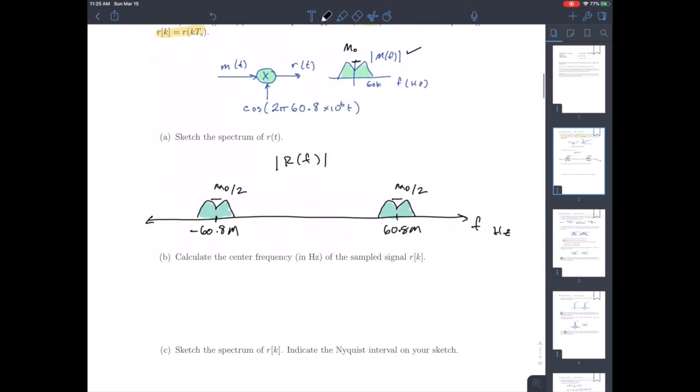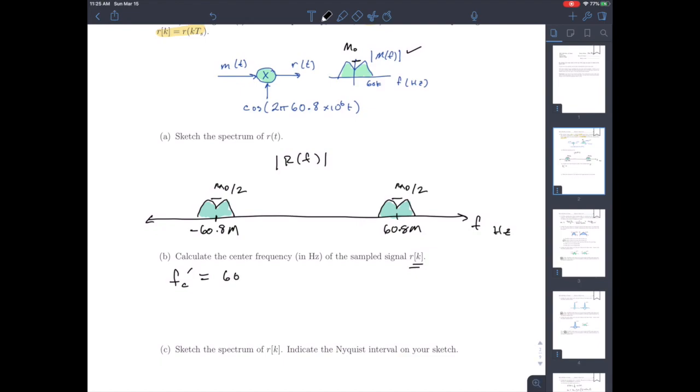So here is the Fourier transform of the received signal. Next, you're asked to calculate the center frequency in hertz of r[k]. Remember, r[k] is intentionally downsampled at not a high enough rate, so that we get something a little more practical for digital signal processing. What happens here is that you can come up with essentially the aliased carrier frequency. I'm going to call that Fc prime.